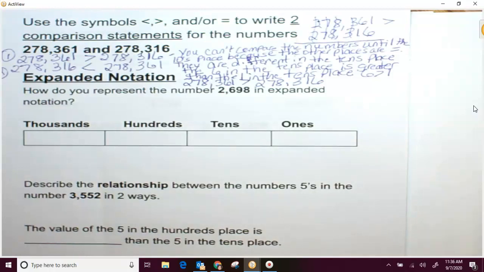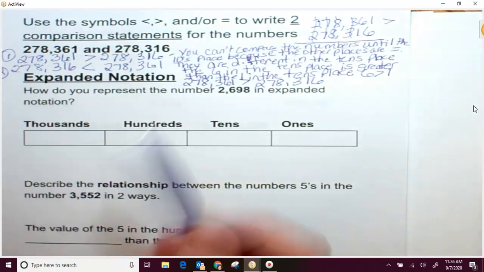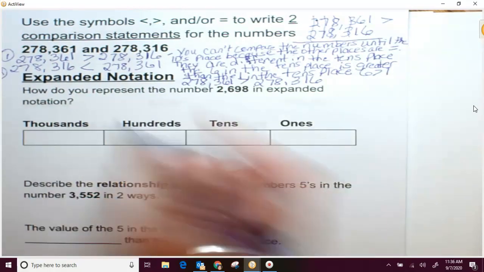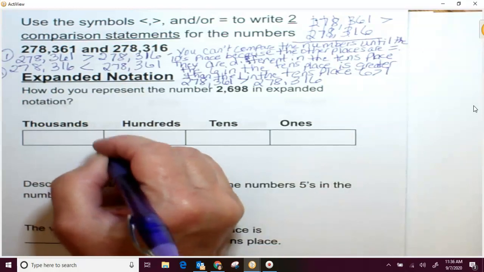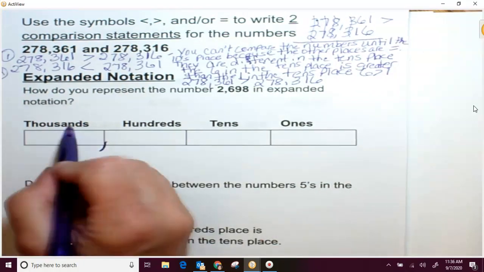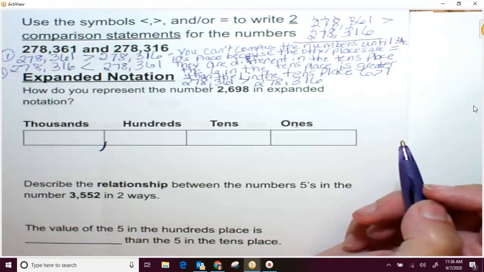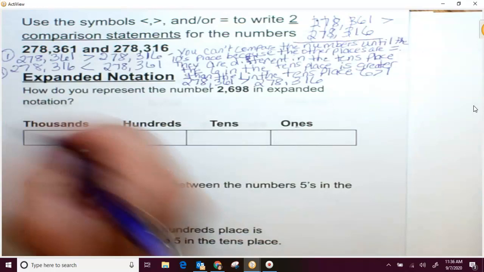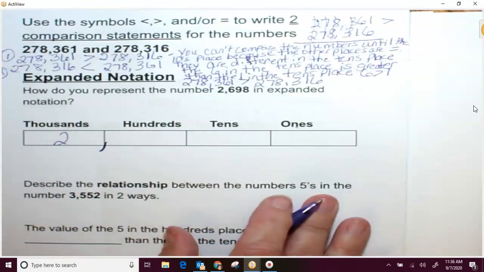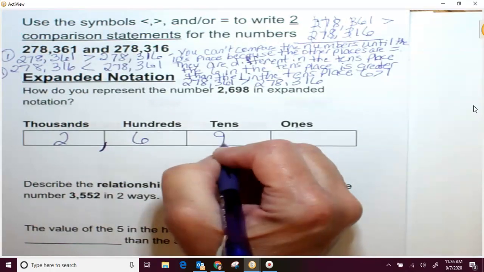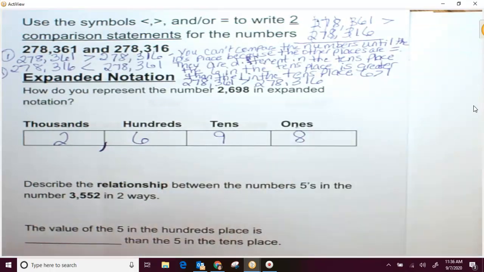So then I just put the thousands. I labeled the values, and I really want to put a comma there so I can remember the thousands, hundreds, tens, and ones. So my number is 2,698. So I have 2 in the thousands, 6 in the hundreds, 9 in the tens, and 8 in the ones. Now I want to take this and put it into expanded notation.